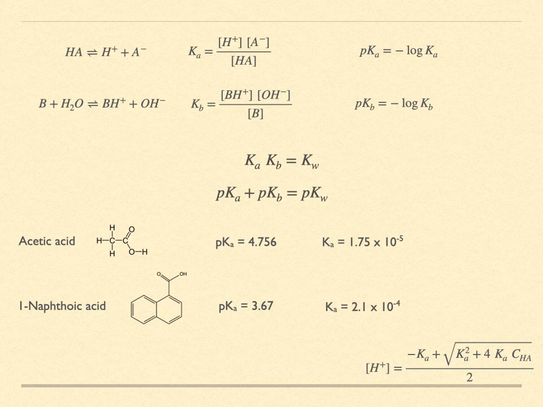Let's compare 1 millimolar solutions of each acid. Plugging in the numbers gives us 1.24 times 10 to the minus 4 molar for acetic acid and 3.45 times 10 to the minus 4 molar for the 1-naphthoic acid. The naphthoic acid solution is more acidic. We can say that naphthoic acid is a stronger acid than acetic acid. The solution pH values are 3.907 and 3.462. It has a larger value for Ka, so the larger the Ka, the stronger the acid. And because of the form of the p function, the smaller the pKa, the stronger the acid.